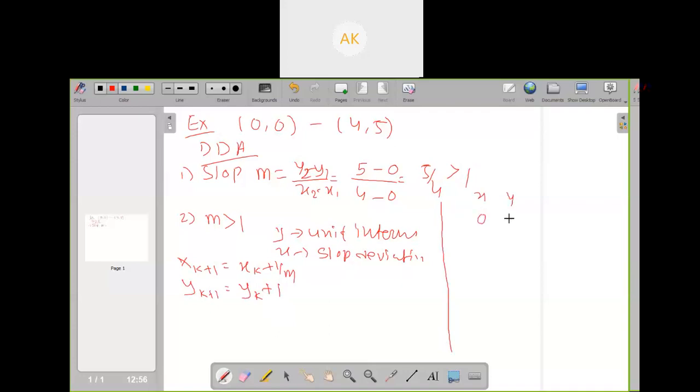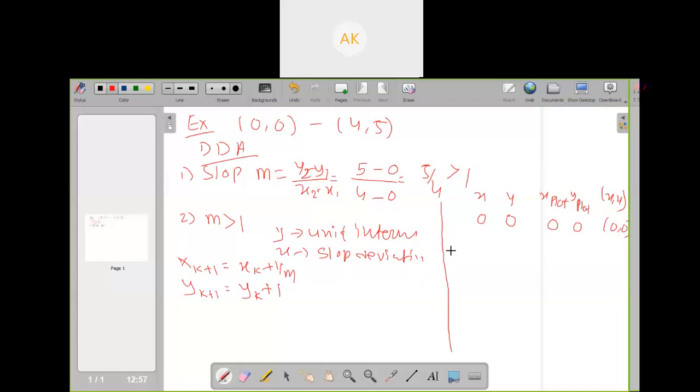Your initial value of x is 0, y is 0. We have columns: x plot, which value you want to plot, y plot, and your actual point x, y. Initial value of your point is 0, 0, so you plot this point on screen because it's an integer. So the first point you plot on the screen is 0, 0.